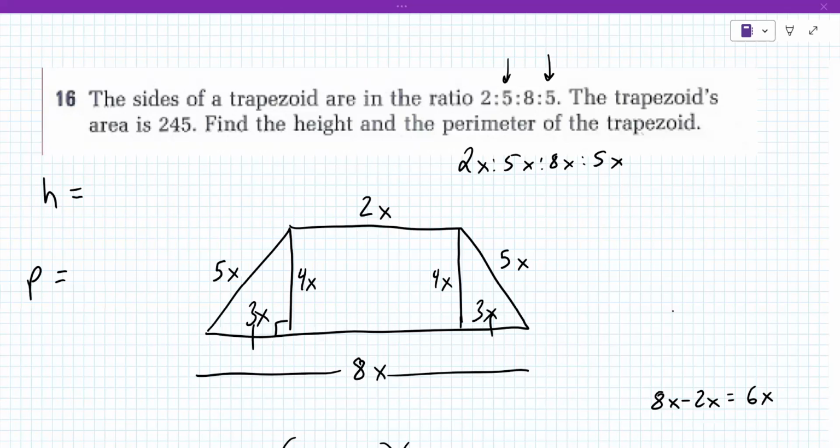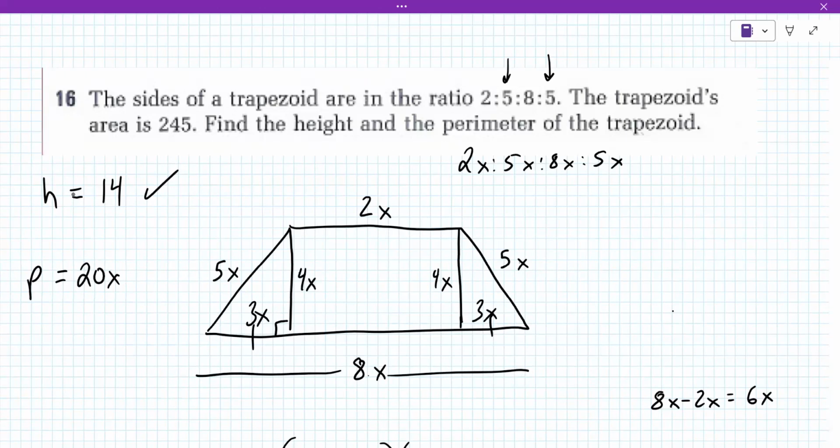For height, 14. Say that again? You said 14? Yes. Perfect, keep going. And perimeter, 60,025. You're adding up 2x plus 5x plus 8x plus 5x. It ends up being 20x. The x's just add together. I did area, I did multiplication.